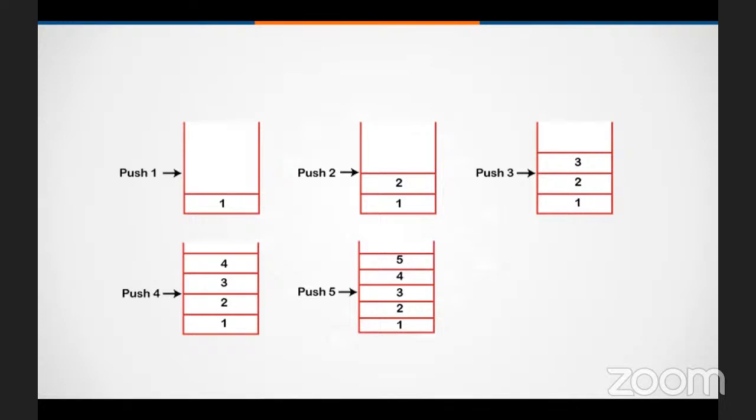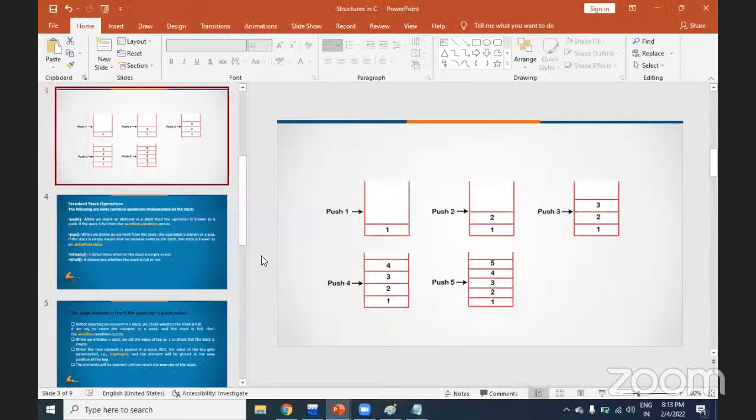The overflow condition will be encountered whenever your stack is full and you still try to insert more elements. Similarly, we have the underflow state. That means I just remove elements one by one. That is called the pop operation. If I delete all of them, 4, 3, 2, 1, then 1 is also removed, and your stack is empty.